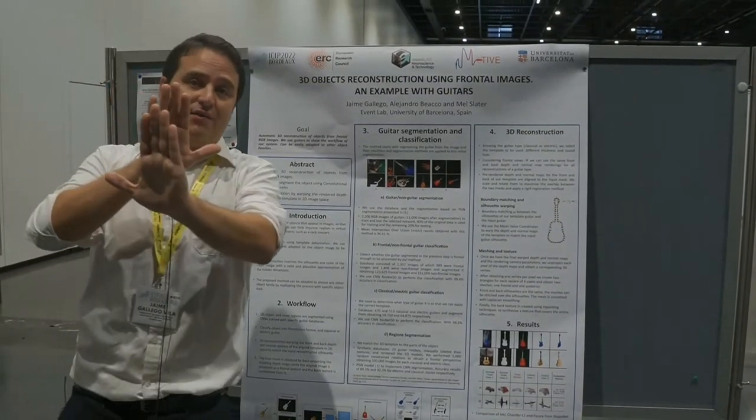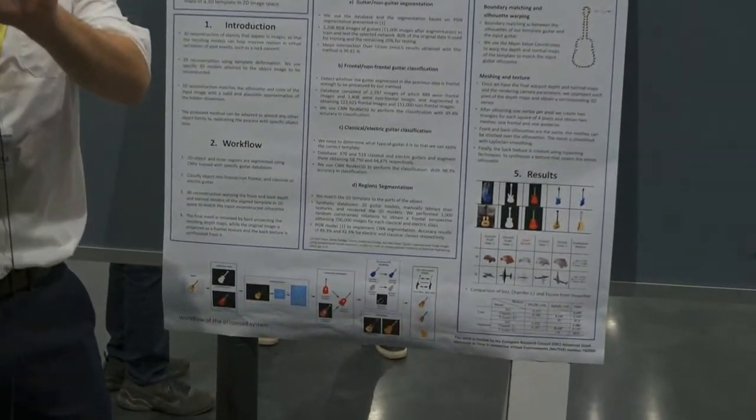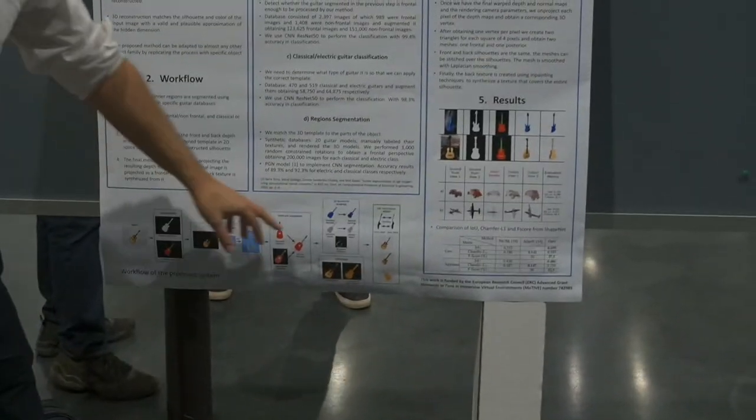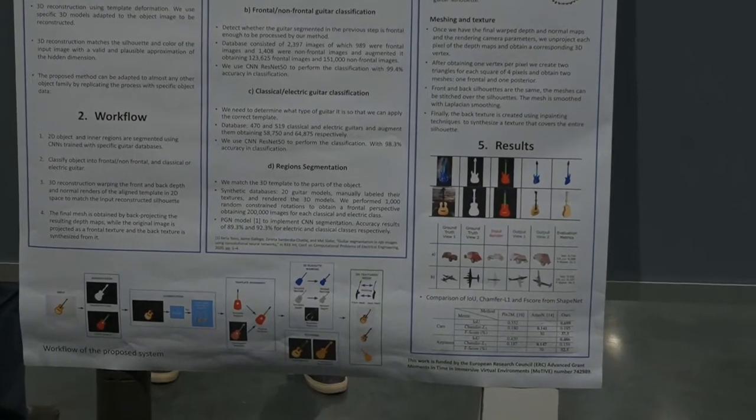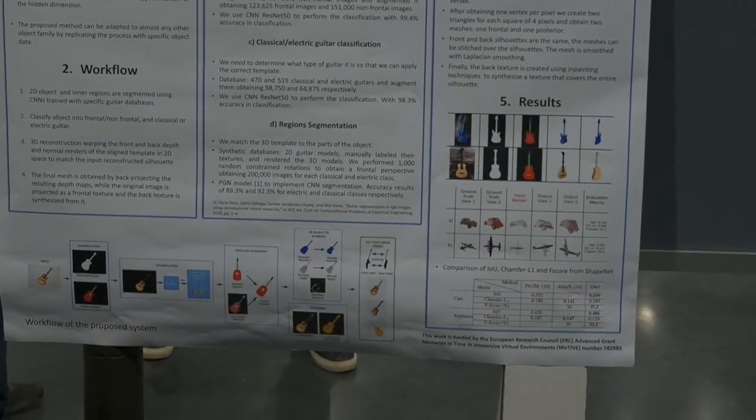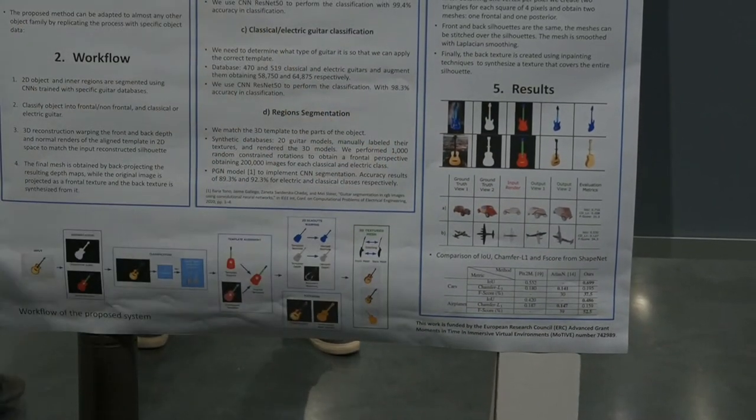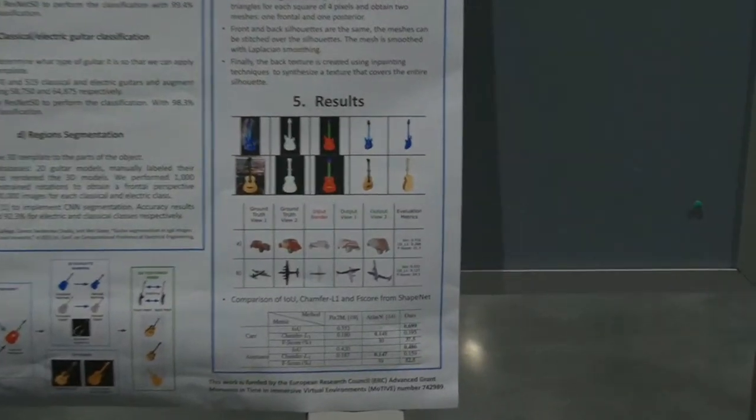Then the back side of the object is reconstructed using the information of the template. And we adapt both according to the template information, according to the depth of the template. Once we have both parts, the frontal and the back side of the object, we can apply a stitching. And finally, the texture of the back part is obtained by applying inpainting techniques.